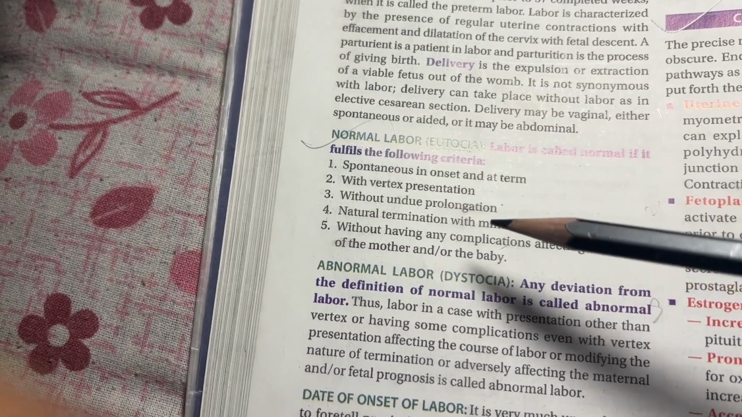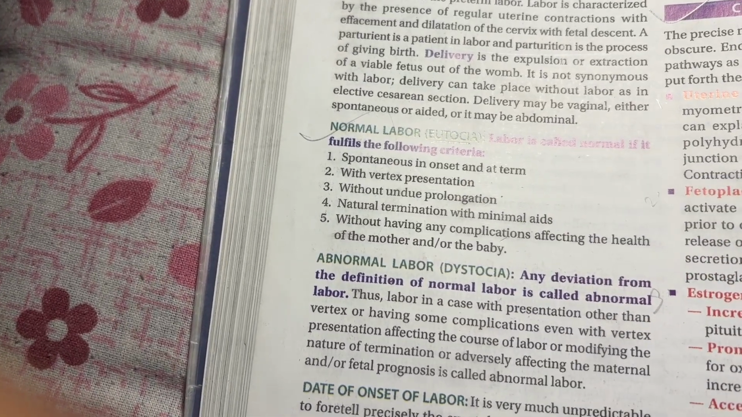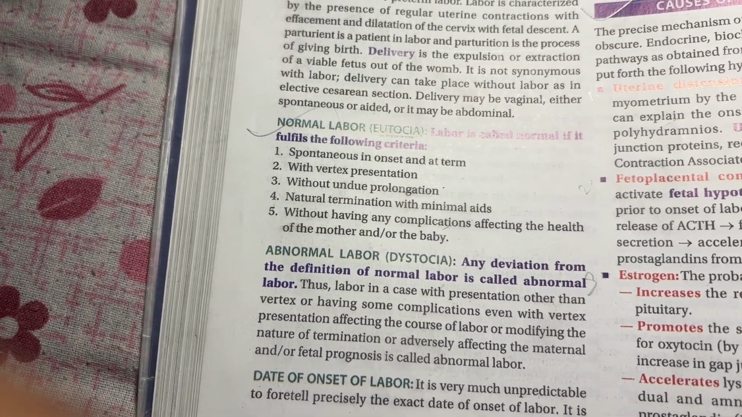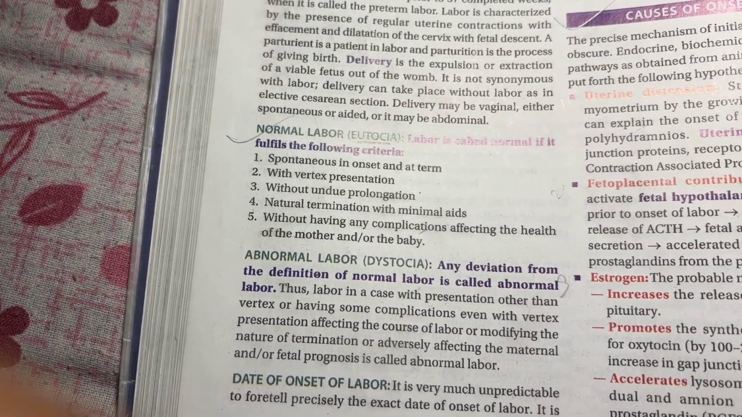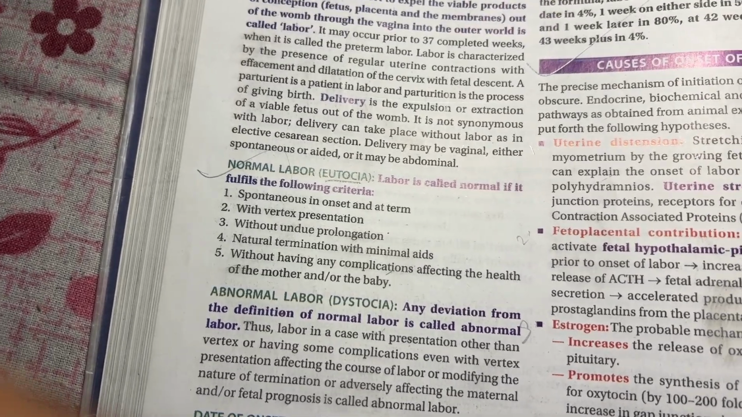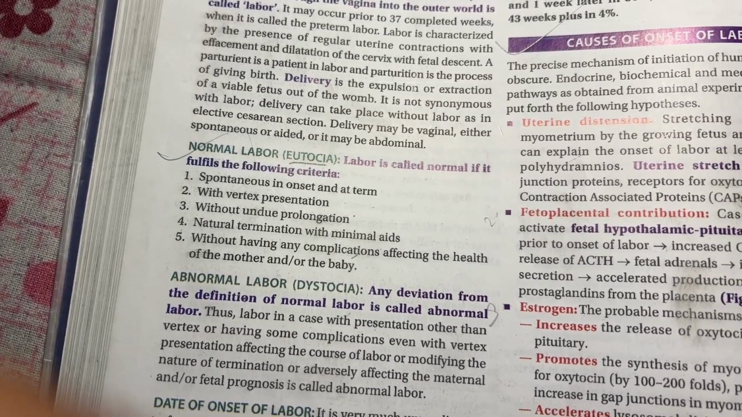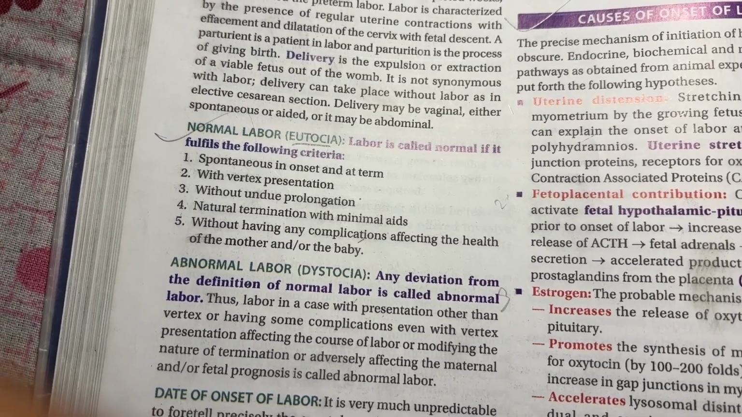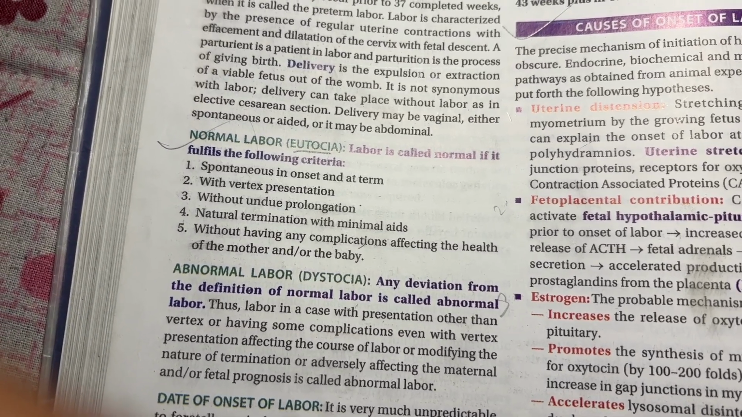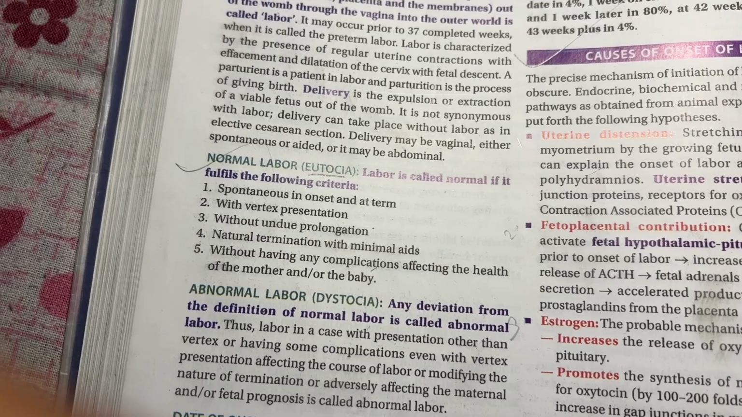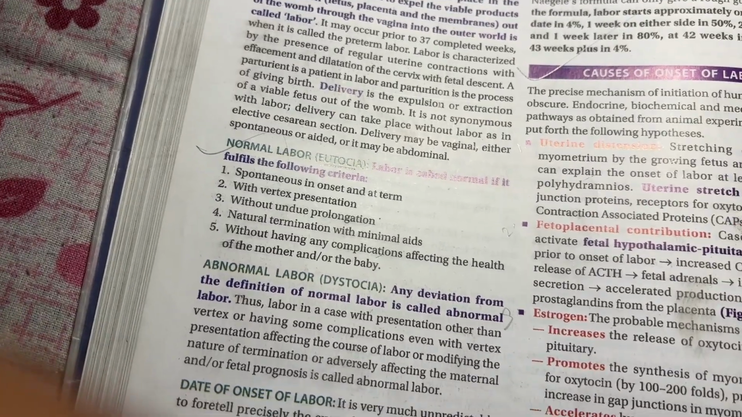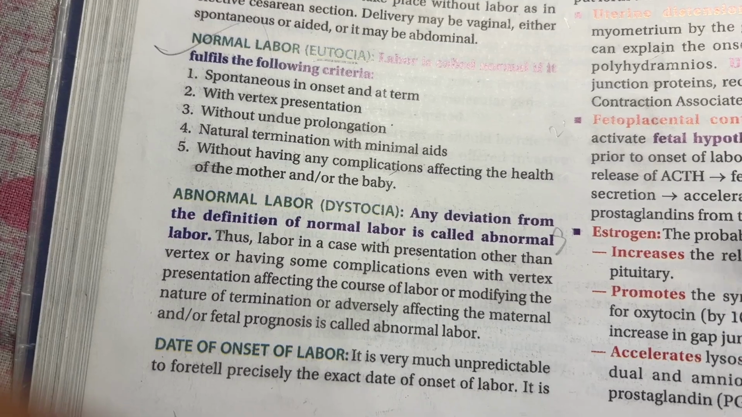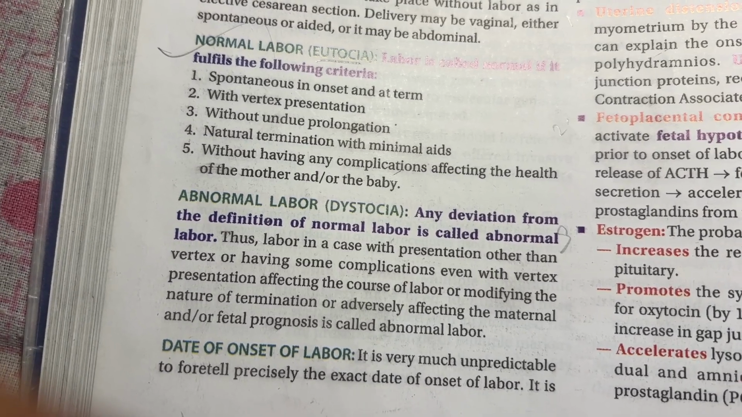Number 3 is without undue prolongation. That means the duration of normal labor should be normal. It should not be prolonged, it should be in normal time. There is a time for the first stage, second stage and third stage. So that time should be minimal, it should not be more. It should not have more prolongation.